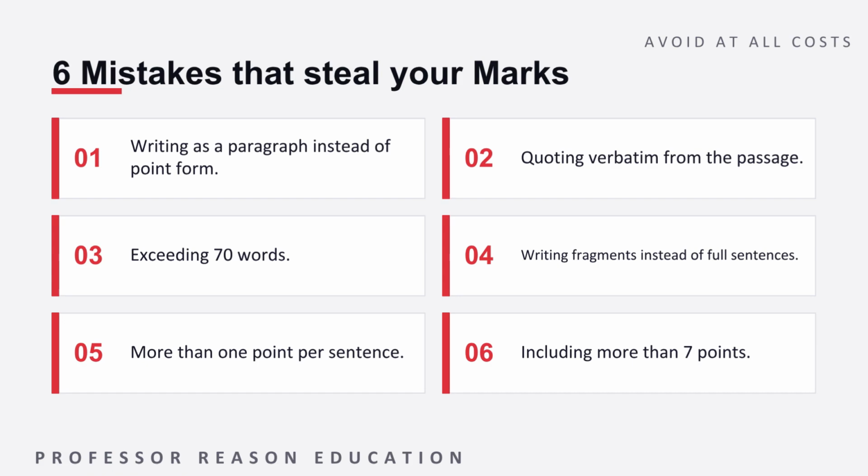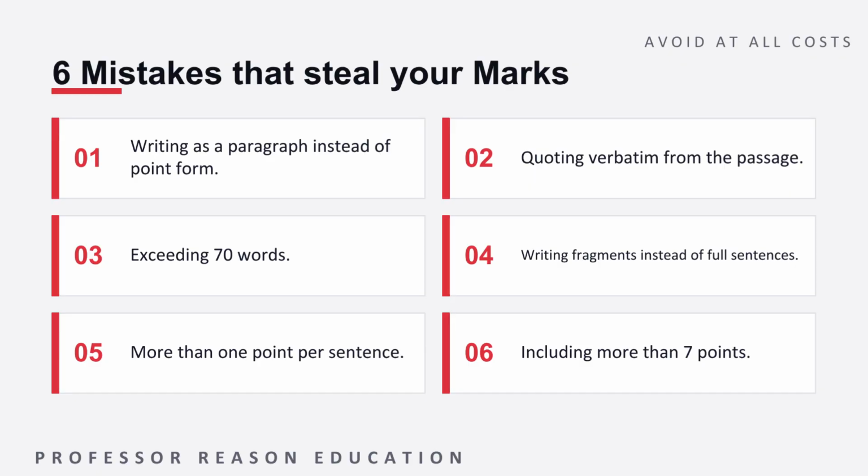Number 3. Exceeding 70 words. The marker reads up to the last full sentences before 70 and ignores everything after. Mistake number 4. Fragments instead of full sentences. Each point must be a proper sentence. Mistake number 5. 2 ideas in 1 point. 1 point per sentence. That's the rule.